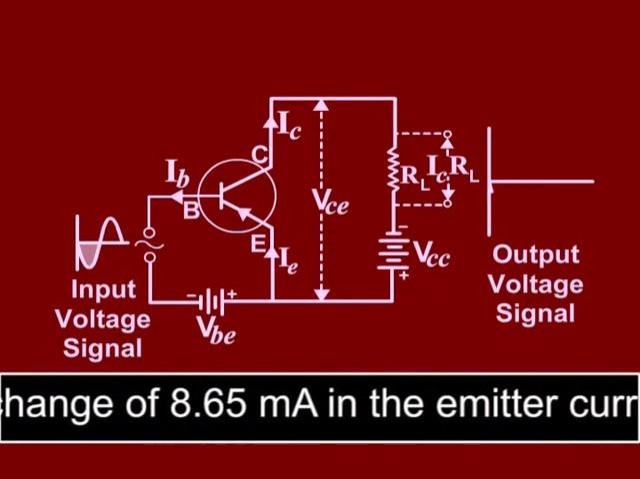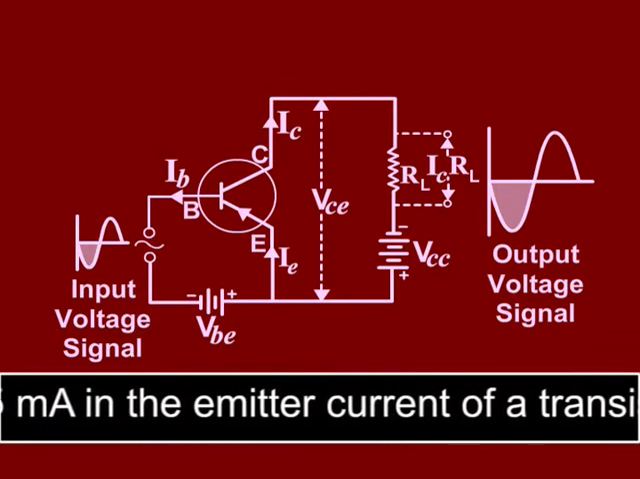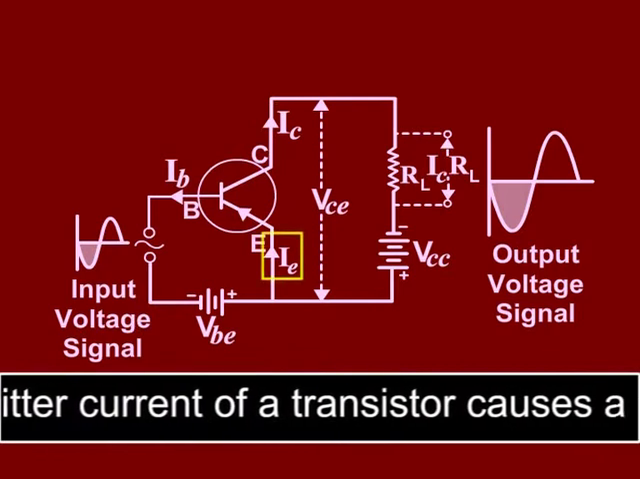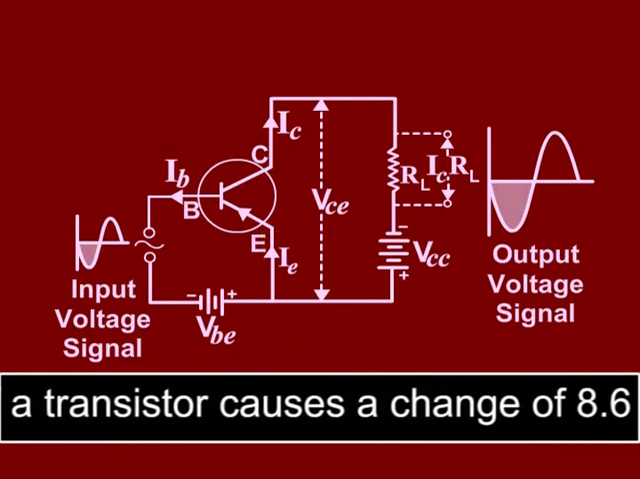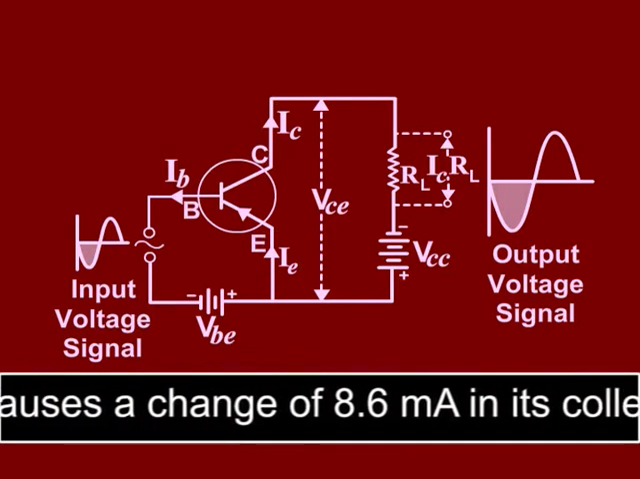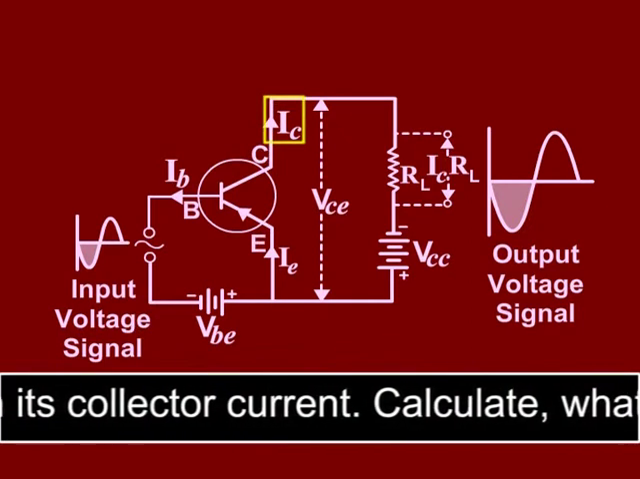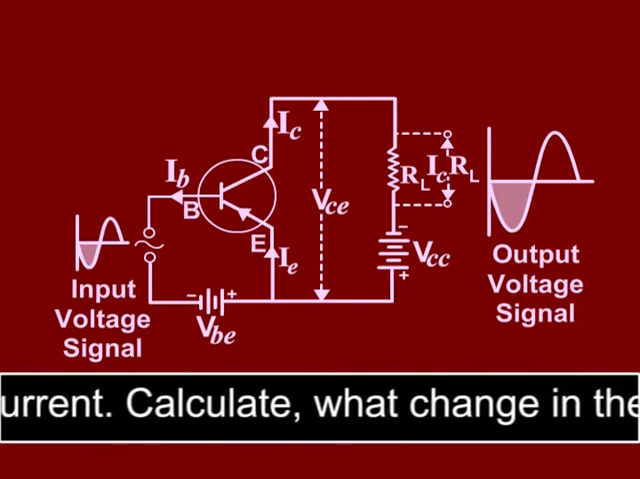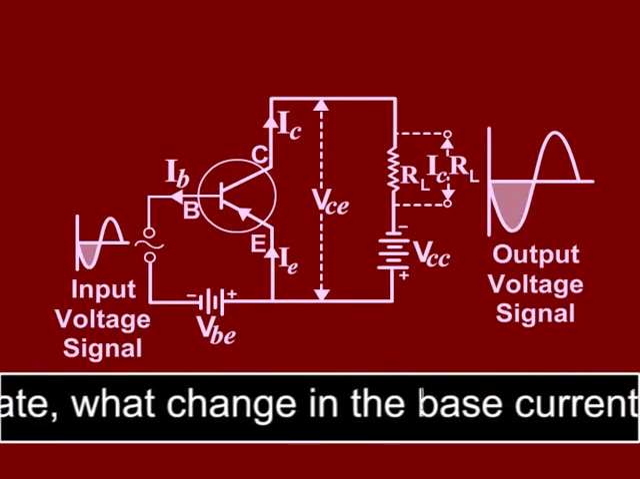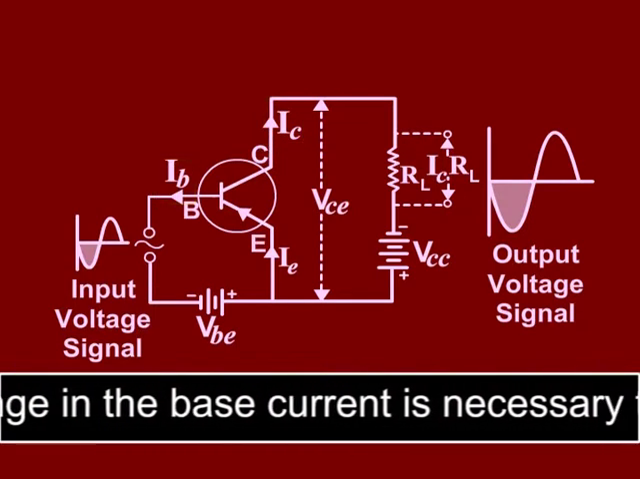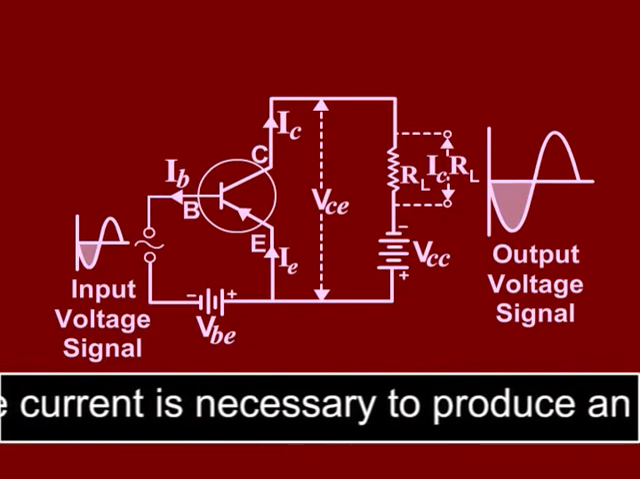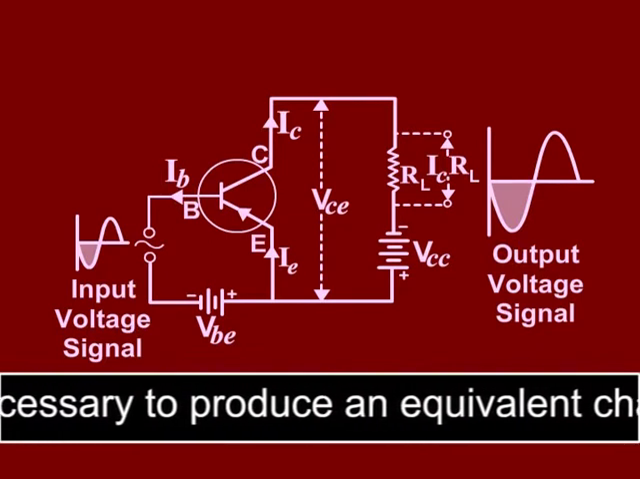A change of 8.65 milliampere in the emitter current of a transistor causes a change of 8.6 milliampere in its collector current. Calculate what change in the base current is necessary to produce an equivalent change in the collector current.